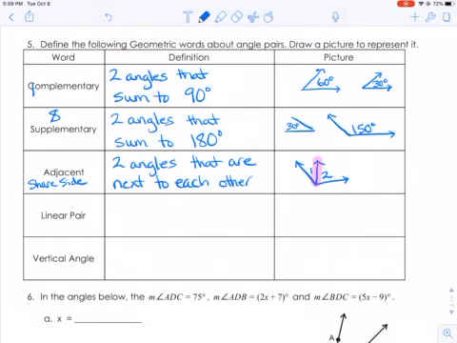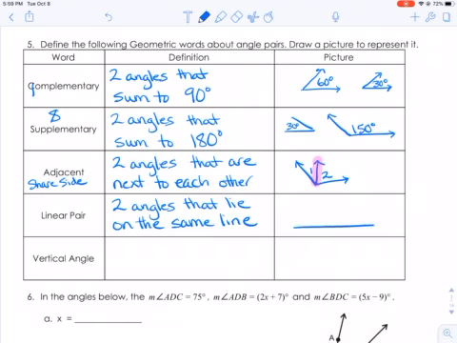If we go on to linear pair, those are two angles that lie on the same line. Those have to be adjacent, okay, by definition. So if I drew a line and I had this angle here and this angle here, that's a linear pair. Last but not least, vertical angles are bow tie angles, either side of the bow tie. And they are congruent, just to remind you.